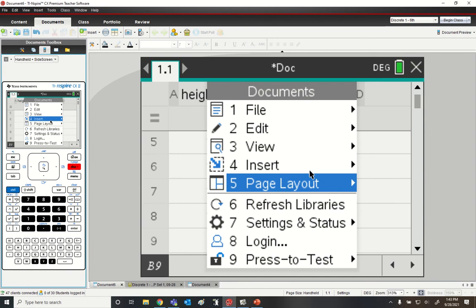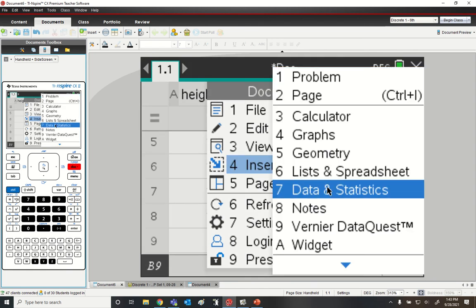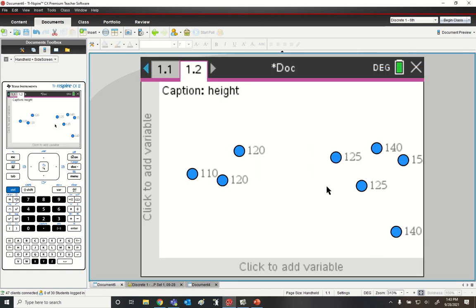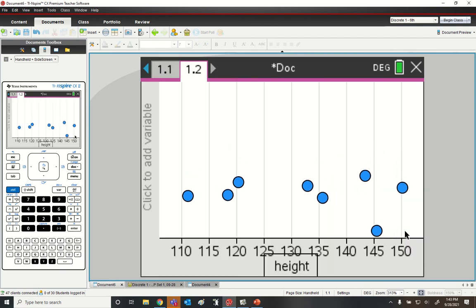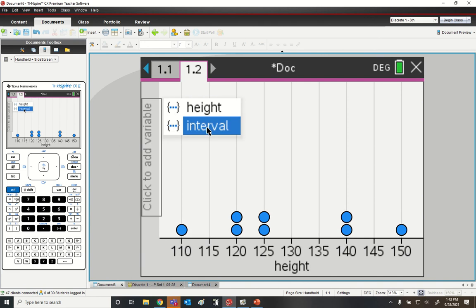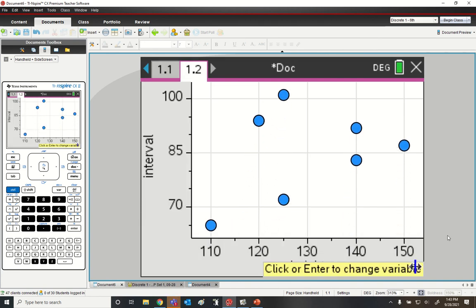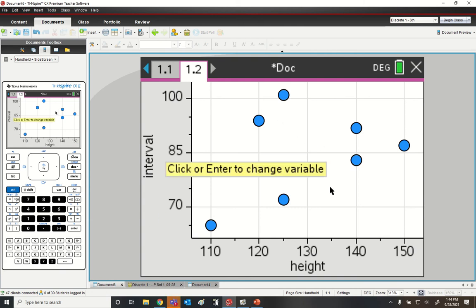Doc, insert, data and statistics is going to give me my graph. It's almost like you should be writing this down too. This one's going to be height. Down on the bottom is going to be my interval. Now, from here, since I have this, it looks like it's not a very good line, is it? No, it's not a very good line.